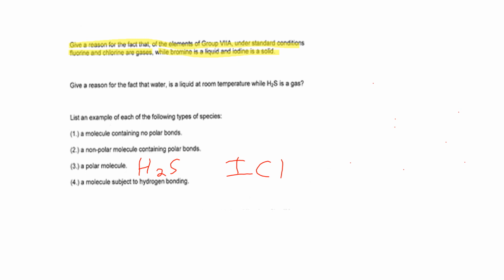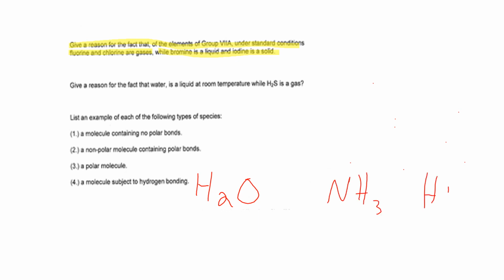Are there others? Sure. Are they equally correct? Sure. This is just to give you an idea of writing something that is a polar molecule. The last part, number 4, says a molecule subject to hydrogen bonding. Certainly, when you hear hydrogen bonding, the first thing I would think of would be water. Water is the classic example of hydrogen bonding. Are there other ones you could write here? Sure. NH3, HF, there's a whole bunch of correct ones, but I think most of us would think about water first in terms of something that has hydrogen bonding. It's certainly our most common example.